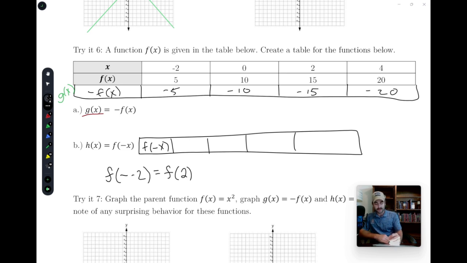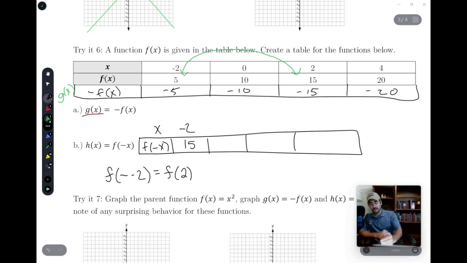So if you were to plug in x equals negative 2, f of negative 2 is just f of 2, right? So now let's go look at our normal f function for 2. Say, well, f of negative 2 would be 15. And you'll see what happens is these numbers kind of flip over the 0.